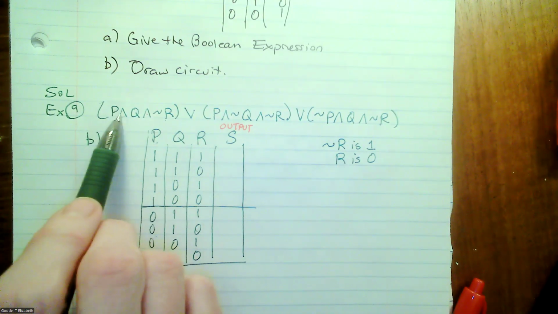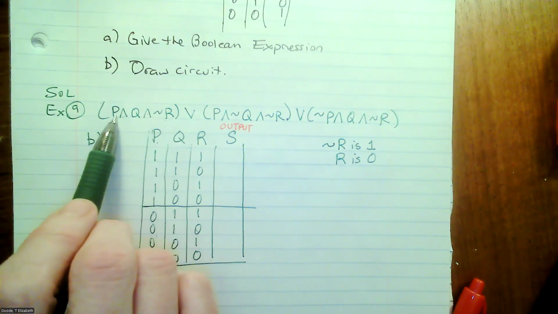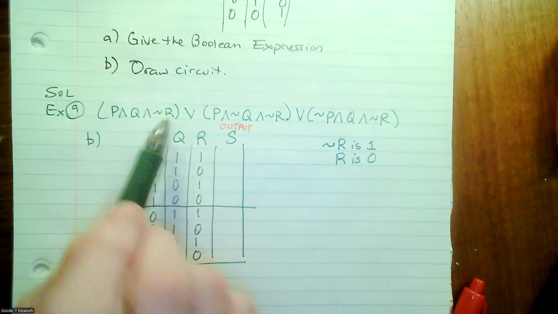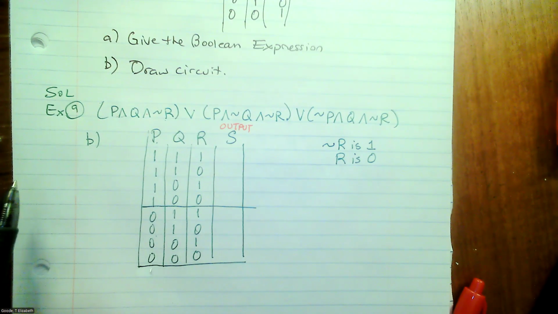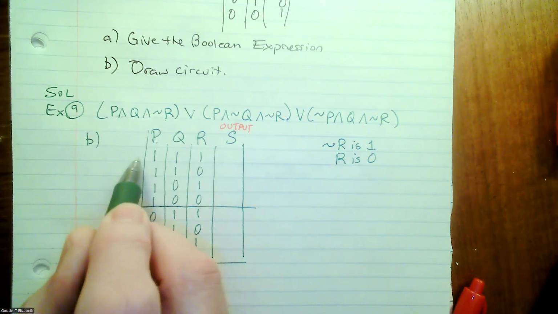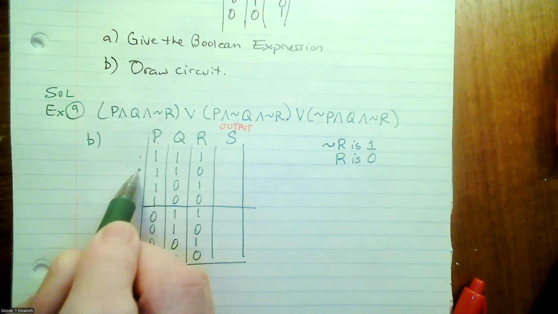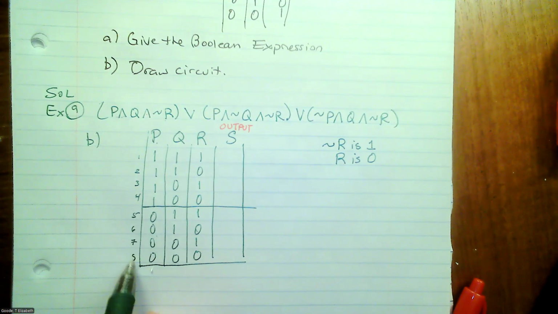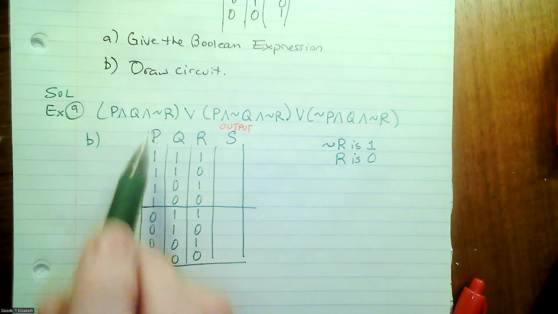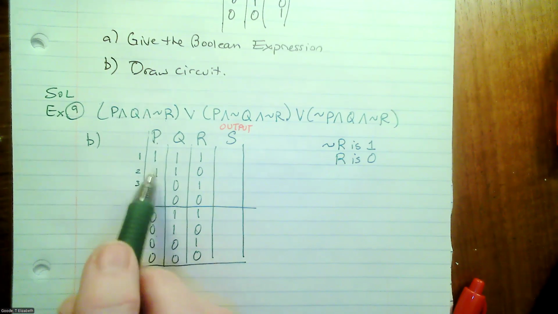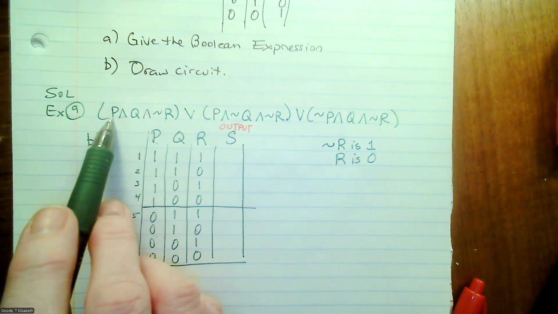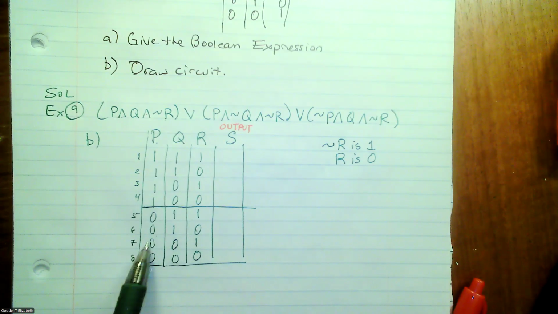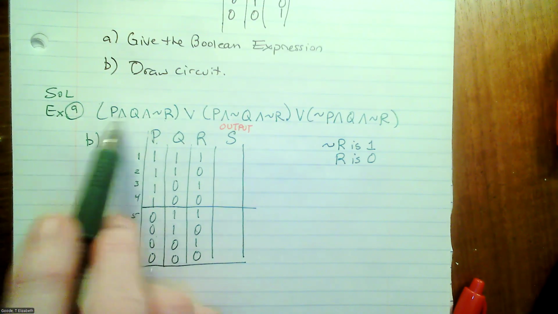So when we see P and Q and not R, we're saying P is hot, it's true, and Q is hot, and R is cold. So which row is that going to be? P and Q are both true in rows 1 and 2. P is hot, it's 1, and Q is hot. So we have to be in either row 1 or row 2. Down in row 7, P and Q are both cold. So then we're at row 2.